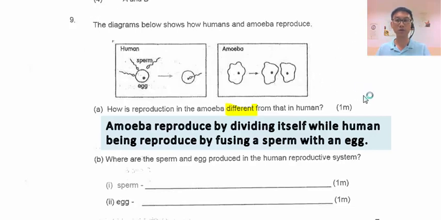Now a lot of you just wrote that sperm is male and eggs is female. Now we need to be more specific. For the sperm, where does it reproduce? Yes, it reproduces in the testes. So that is more specific. You don't have to say male testes because female does not have testes. Eggs is in the ovary. So that is how you be specific.